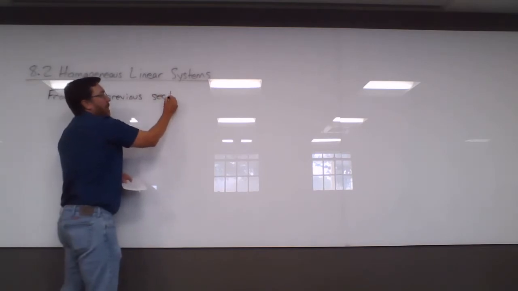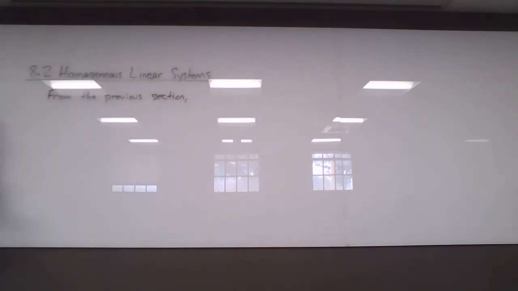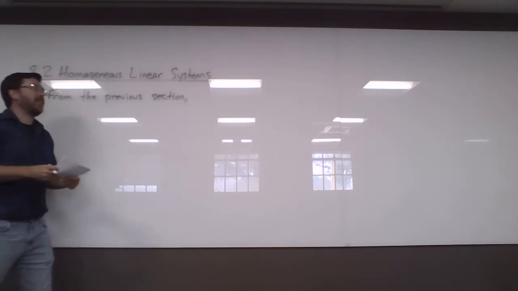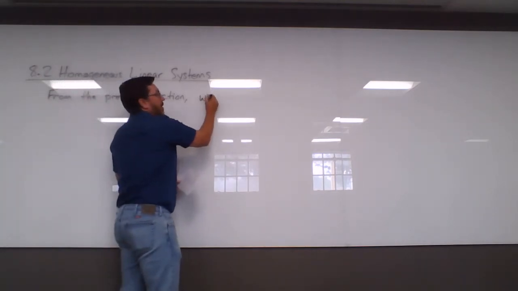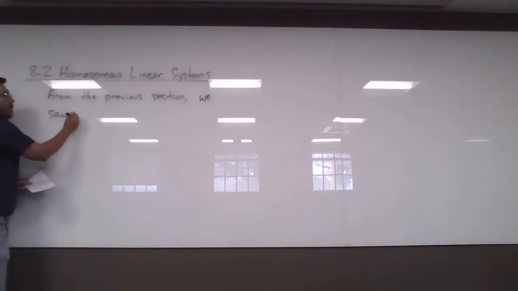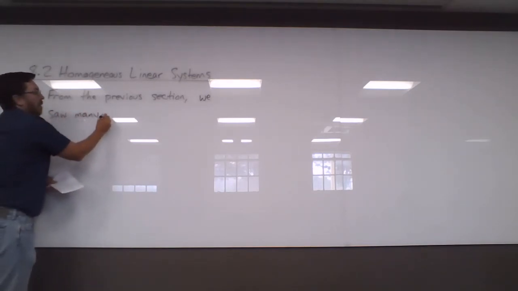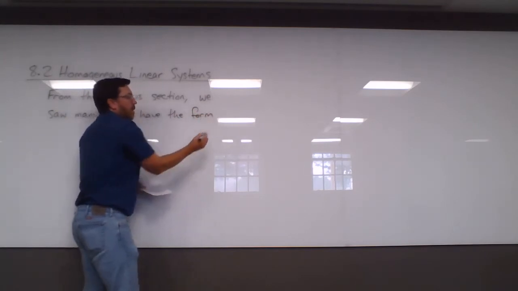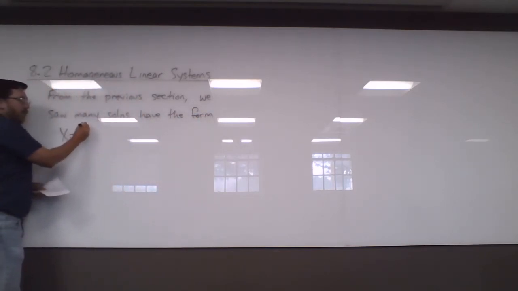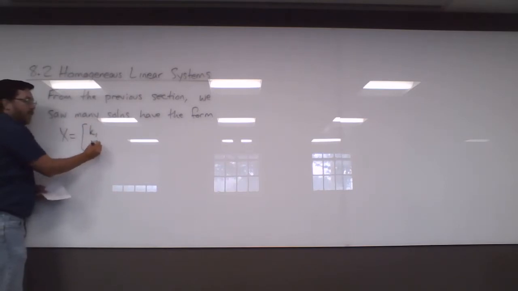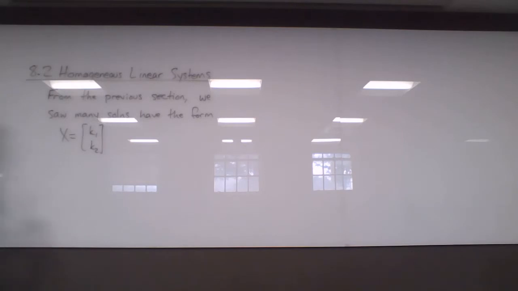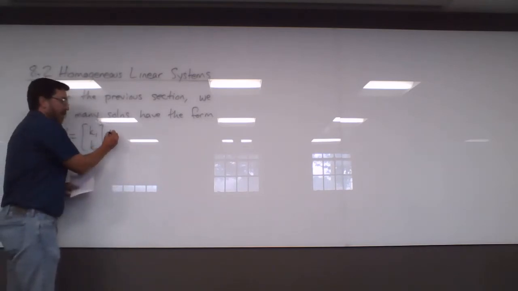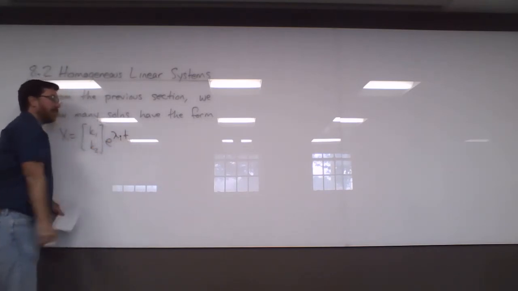on the previous section, we saw that a lot of the solutions had the form of x equal to some numbers, call them k1 and k2, and we'll stick to a 2x2 for now. Something like x equal to a two by one vector k1, k2, times e to some number times t. We'll call that number lambda in this case, and then times t.